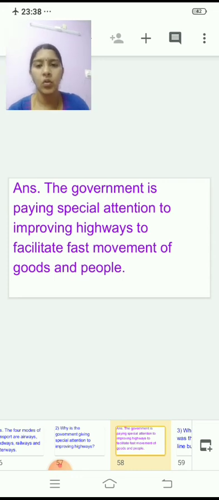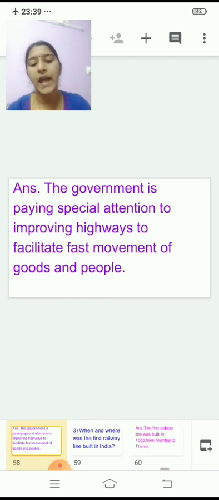But similarly, if the road is not good, and if you want to go somewhere, it takes a lot of time, right? Because of this reason, the government is paying special attention to improving highways, which connect to many different places, right? Other states, other cities, everywhere we are using highways, right? So that helps for fast movement of goods and people. If anything has to be sent to another place, it is very helpful. And also if people want to travel, if the road is clear and very nice, you can reach the destination very fast, right? So the government is paying special attention to improving highways to facilitate fast movement of goods and people.